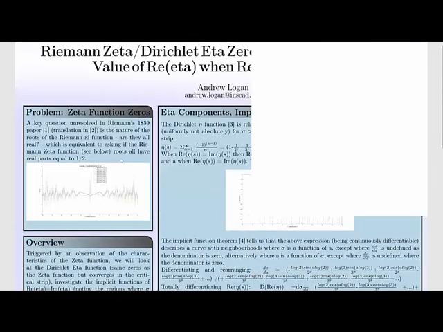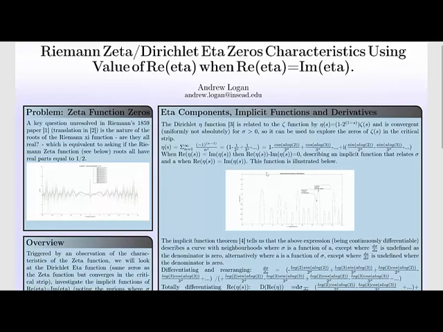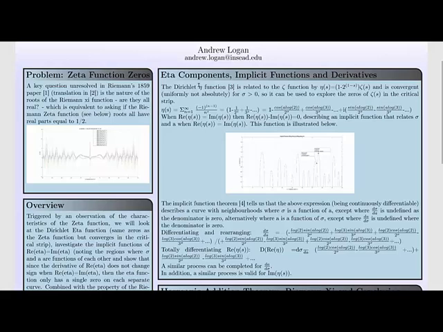Looking at that in more detail, going into something more formal so that we can show that that will always be the case. Firstly, the Dirichlet eta function. It's related to the zeta function by this expression here and is proven to be convergent uniformly but not absolutely for sigma greater than 0. So we can use it to explore the zeros of the zeta function in the critical strip.